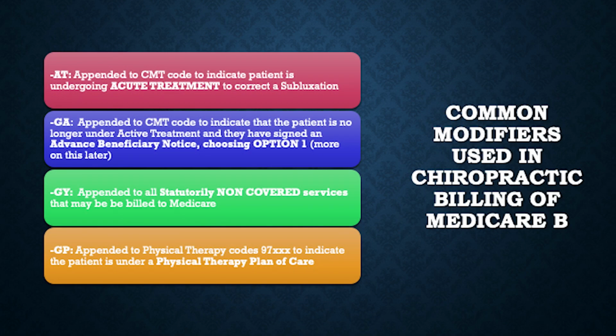of the diagnosis codes. For Medicare, we also have some Medicare Part B specific modifiers. The Medicare Part B modifiers that may show up on a claim form would be the AT modifier. Now the AT stands for active treatment, and essentially this is for when the patient is under an active plan of care to treat either an acute subluxation or a chronic subluxation. You would use the AT modifier if you have the patient under a plan of care.